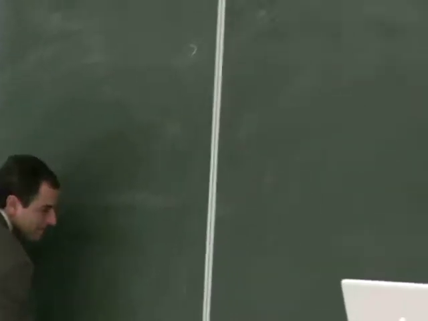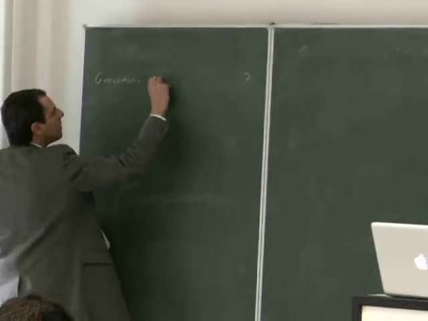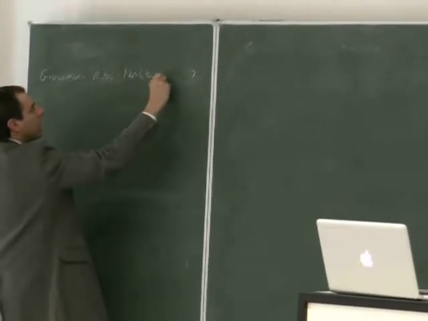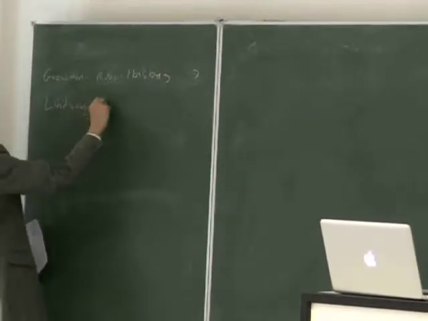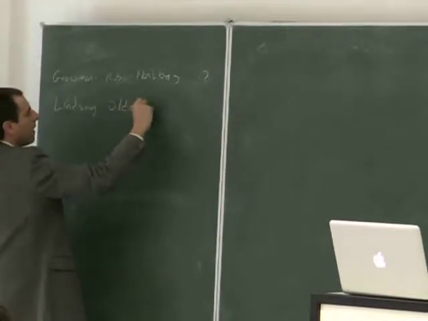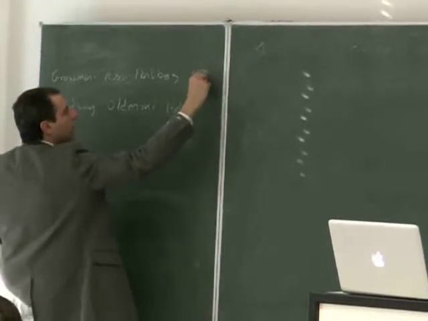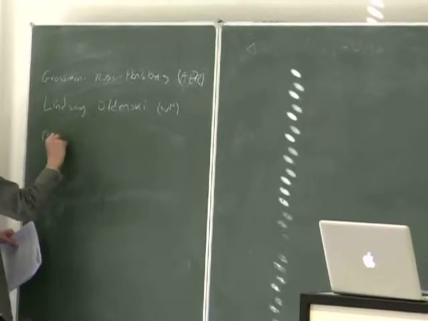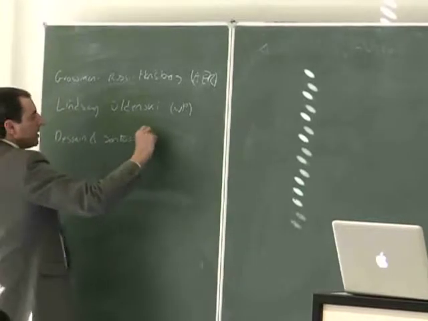First I'm going to talk about Grossman and Rossi-Hansberg. Then I'm going to talk about this paper by Lindsay Oldensky, which is a working paper. It's the AR paper. Then hopefully I'll talk about Desan and Santos in the JPE.